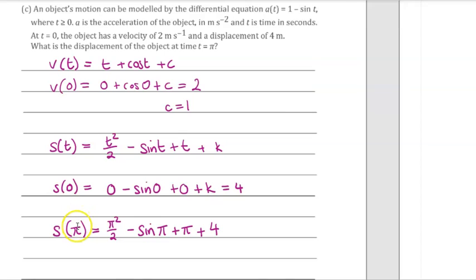So now if we want to work out the final answer here, what's the displacement of the object when t is pi? We're putting pi into this equation here, and then working through what that would be. So that comes out to this, which is equal to 12.08 meters.